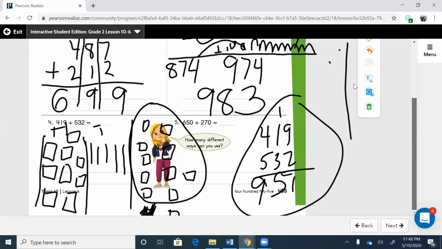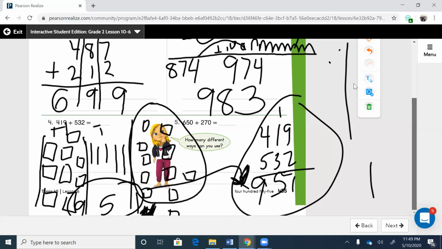All right, so now we're going to count our hundreds. 1, 2, 3, 4, 5, 6, 7, 8, 9. The tens, 1, 2, 3, 4, 5, and 1, 951. So we're getting the same answer, but just in different ways. All right, so now you'll do number 5 on your own. Pick any strategy that you want.